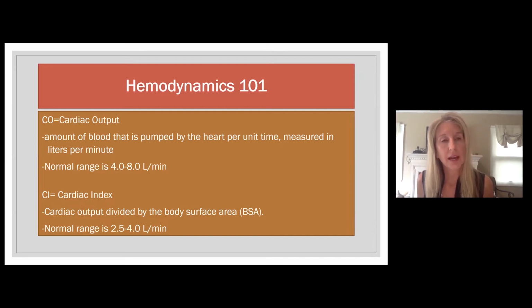So when we look at cardiac output and we have that big variability, we can actually do an index, cardiac index. And when you index a parameter, you're taking into account the height and the weight. So cardiac output divided by the body surface area is your cardiac index.